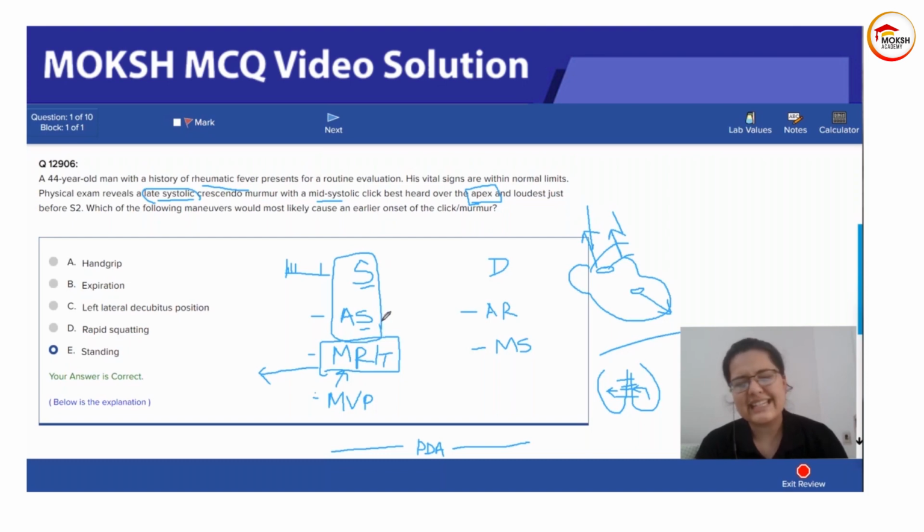Just write this down. You will be given a rough paper with you on your test day. You'll be given a whiteboard or a rough sheet. If you're having trouble remembering your murmurs, just go and write systolic aortic stenosis. The rest you'll be able to figure out based on common sense.